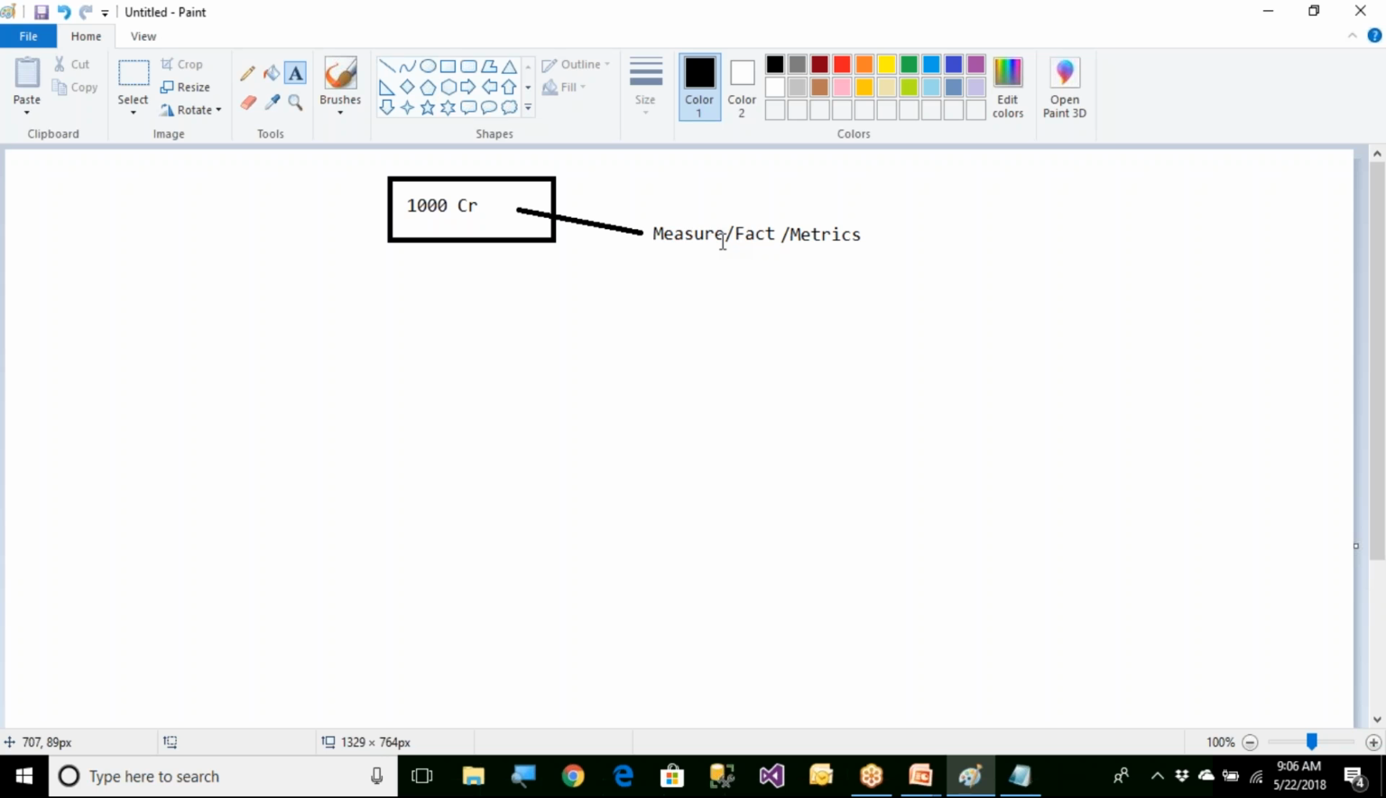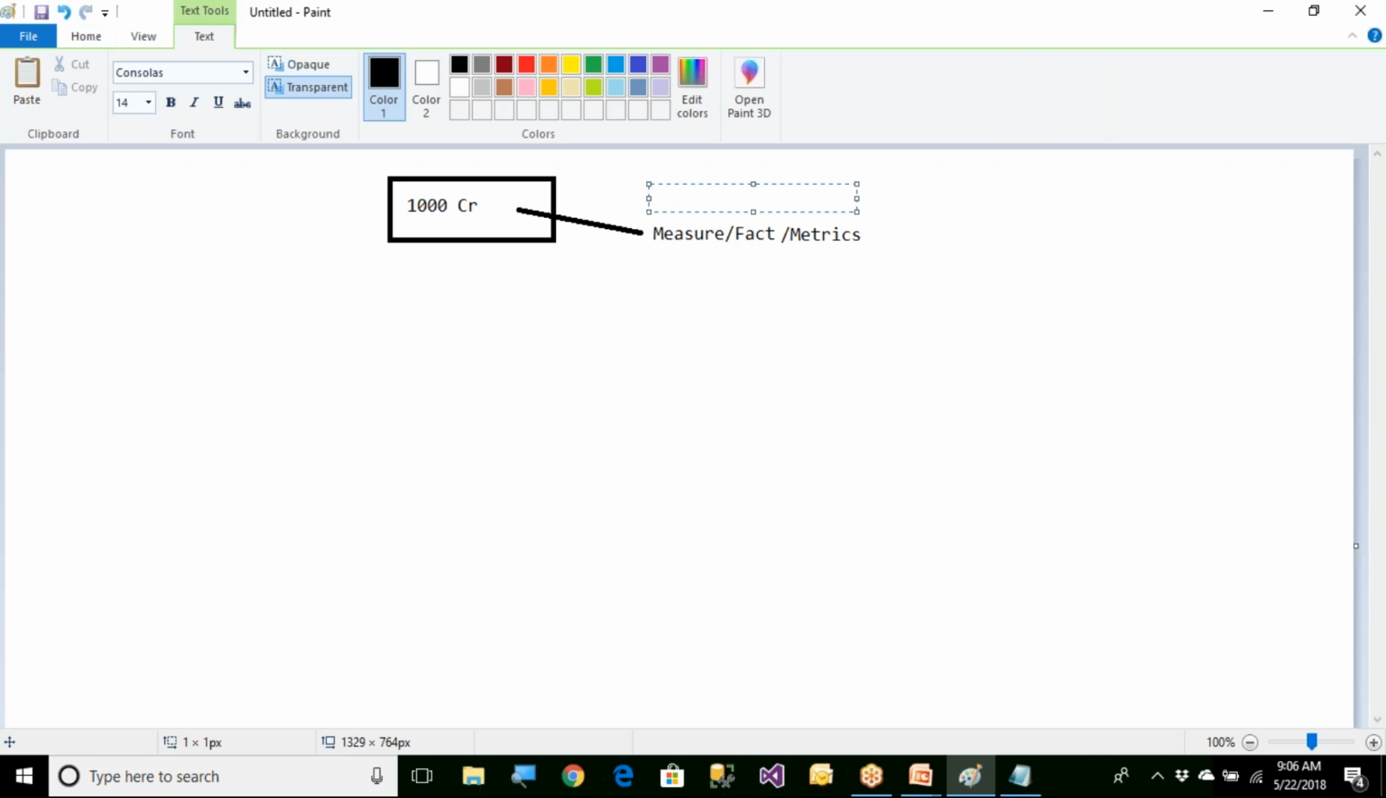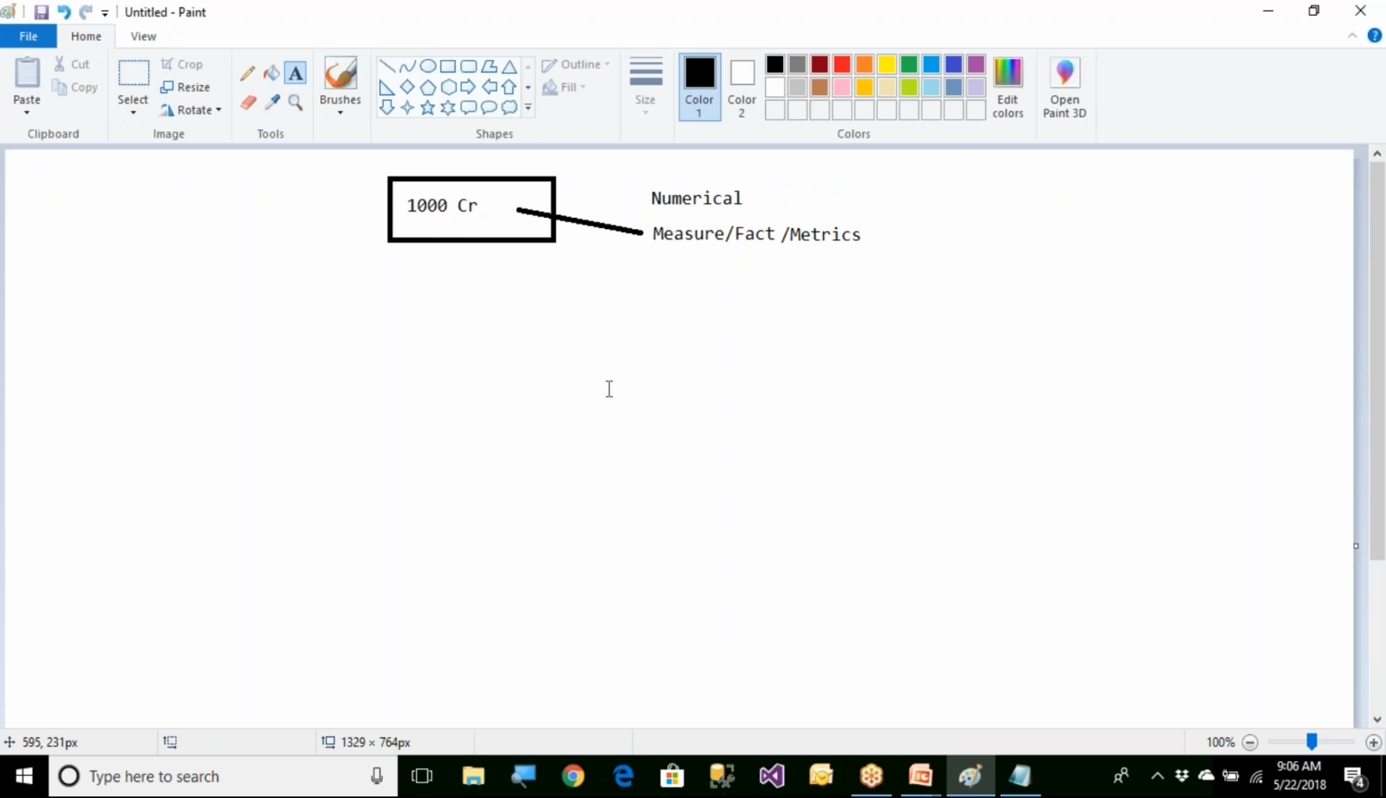So a measure means a numerical value. If somebody asks what is a measure, a measure means a numerical value. This is what Kimball says. Now the second question is, can all numbers or all numerical values be declared as a measure? The answer is no. For example, I have a mobile phone number. Can I take it as a measure? The answer is no. I have a sales amount. Can I take it as a measure?